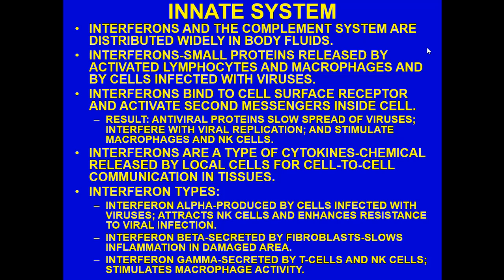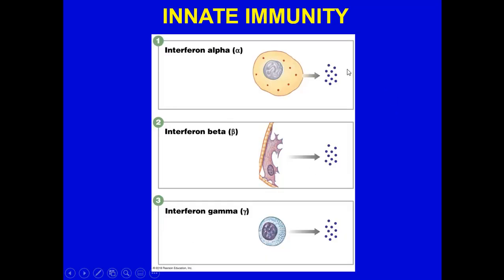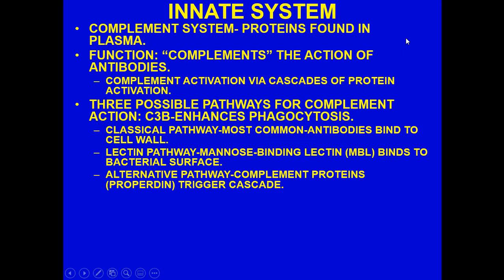Yes, you need to know this. Interferon alpha is produced by cells infected with viruses. It attracts NK cells and enhances resistance to viral infection. Interferon beta is secreted by fibroblasts and slows the inflammation in damaged areas. Interferon gamma is secreted by T cells and NK cells and stimulates macrophage activity. So they all have a different approach to attacking invaders.